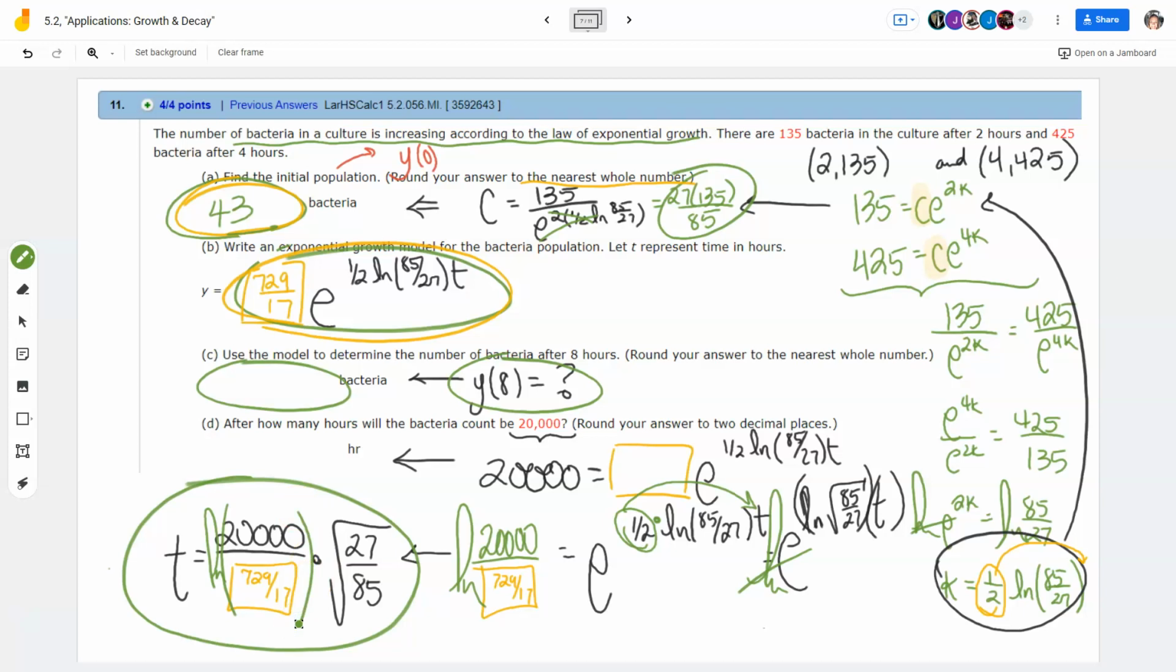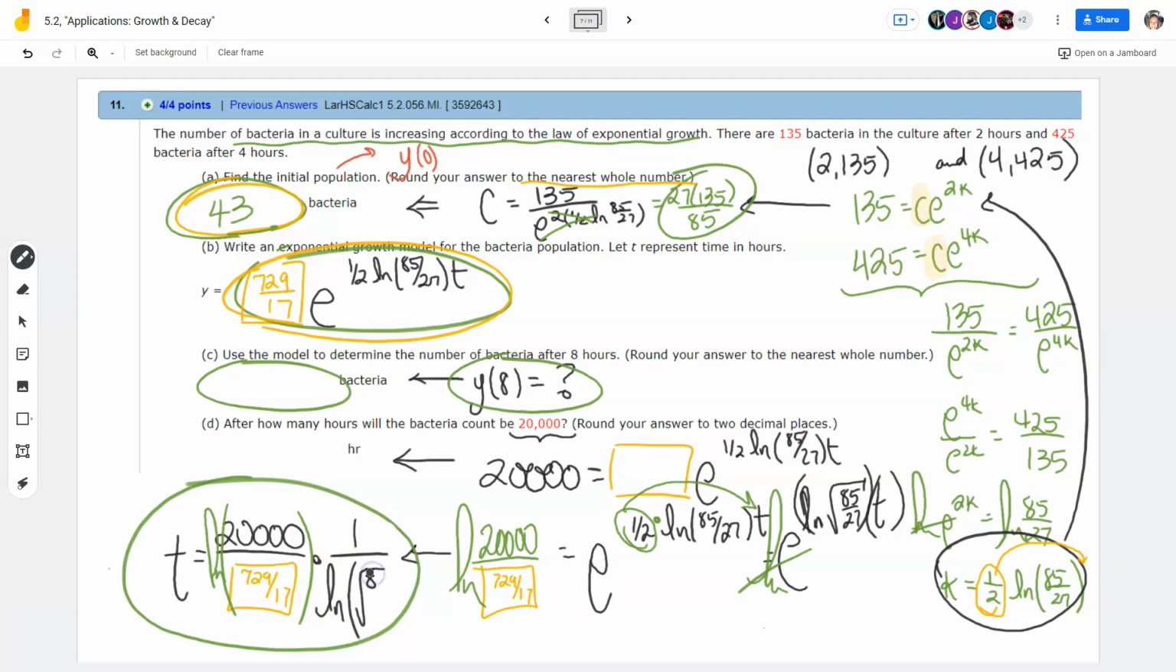Then I could have divided by... because once the e is gone, the ln is just something being multiplied. Then I could divide by, aka multiplying by 1 over ln of... So that was my mistake.